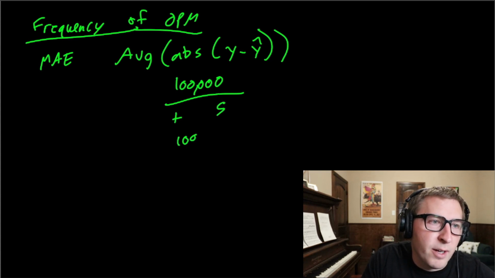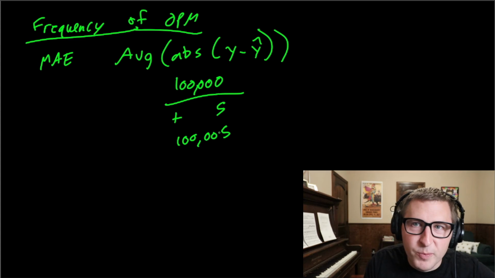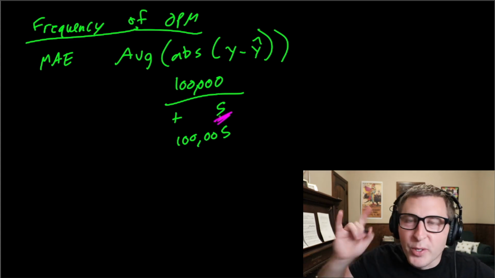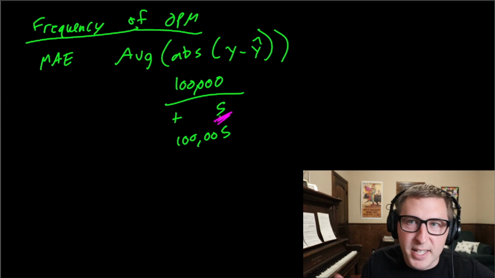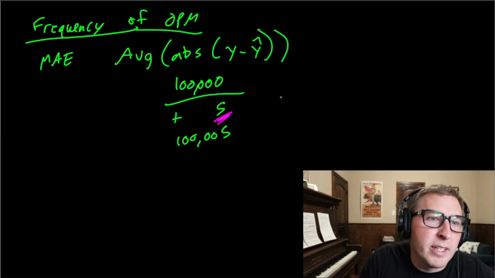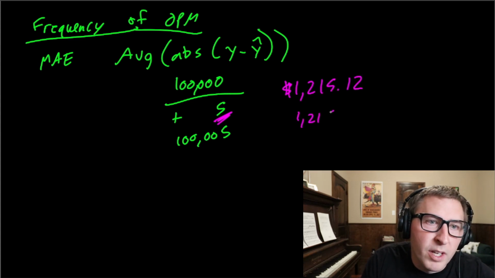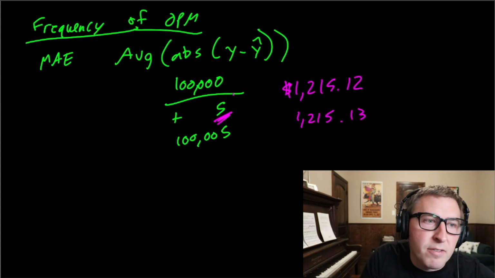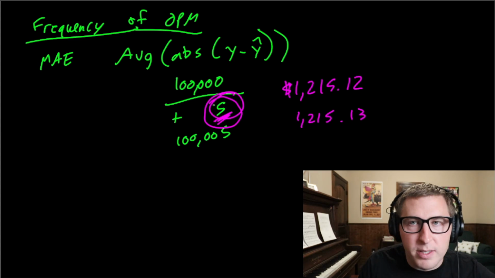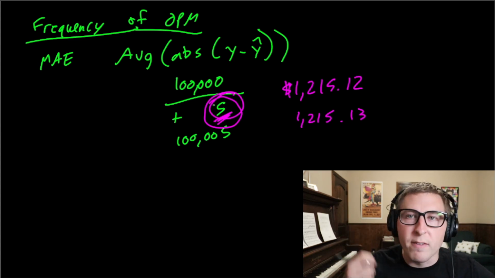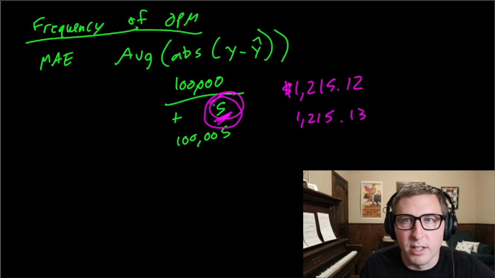So you have 100,005. It's an average. Adding 5 is going to mean nothing to you. It's not going to move the metric. So if your MAE is, say, $1,215.12, adding 5 data points might move it to $1,215.13. There's not enough data with 5 data points to move it. So you would never model something like loan originations daily. It just doesn't make sense.